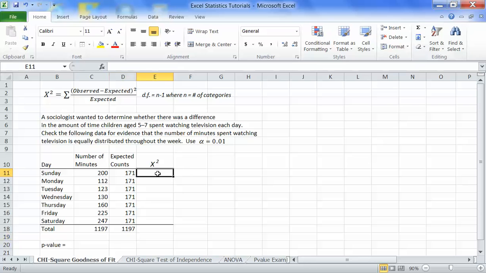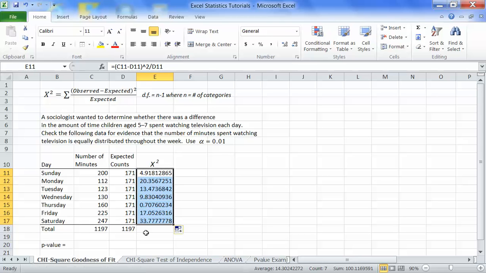Okay, now I compute the chi-squared test statistic. Equals, parenthesis, go to the number of minutes or the observed value, minus the expected value, close parenthesis, squared with the caret key, slash key for divide, expected. Hit enter. Now I want to drag copy that formula down, and there is my chi-squared values for each cell, and I want to sum it up to get the chi-squared test statistic.